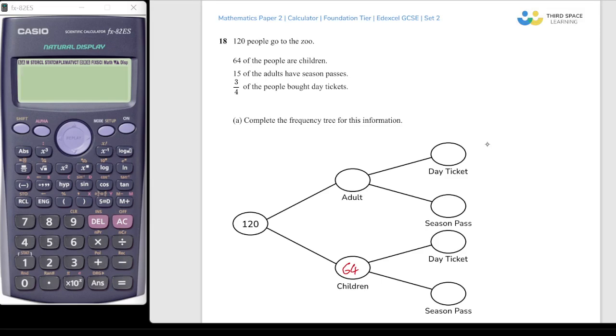I'm just going to add the information from the question first of all. 15 of the adults have season passes. So that's the information I can put in for now. Oh, actually, 3/4 of the people bought day tickets. So I'll do it up here. 3/4 times by 120 is going to be 90 people. So I know that day tickets has to have a total of 90.